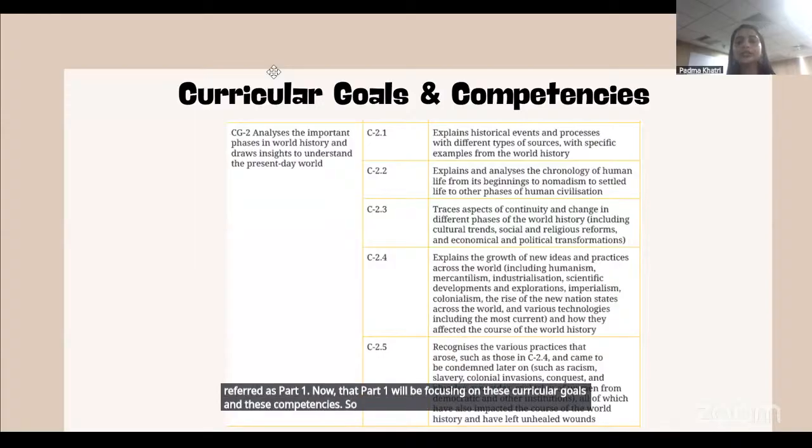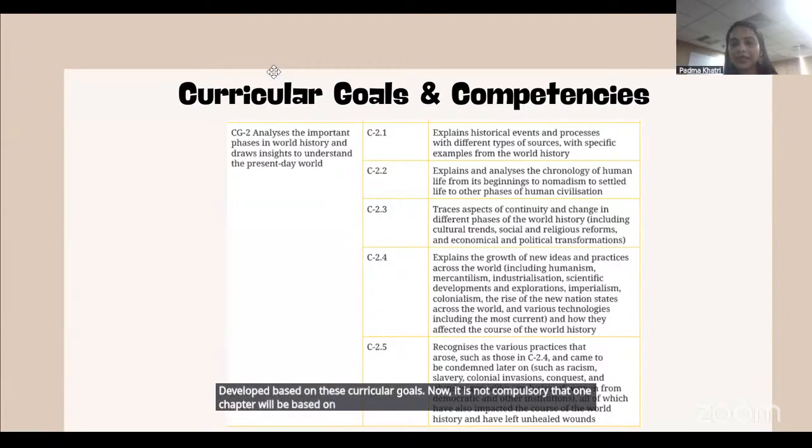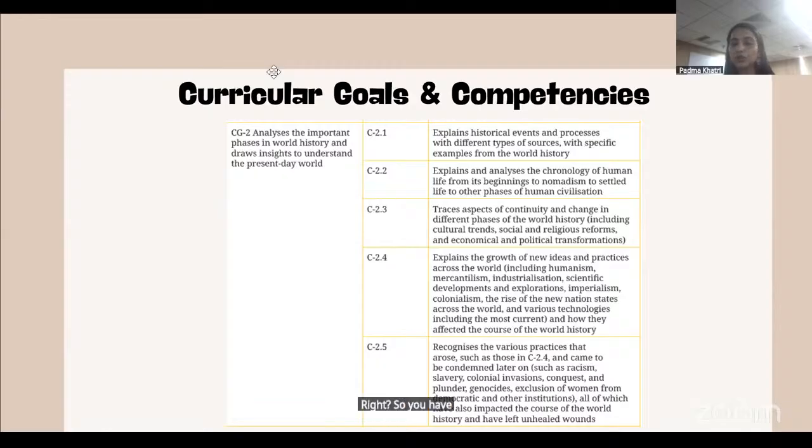So that's how you can see the whole curriculum has changed. The textbook will be developed based on these curricular goals. Now it is not compulsory that one chapter will be based on one particular competency. One chapter can have competency 2.1, competency 3.1, competency 4.1, competency 9.1, right? So you have to be very clear that all the chapters of grade 9 will be based on these curricular goals and competencies.